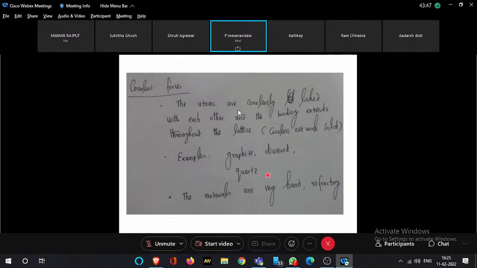These materials are very hard, but graphite is not that hard. Diamond is really hard. In fact, diamond is used to cut glass. It's very, very hard. And they are also refractory. Now the question is, what is meant by refractory? Sir, high boiling point. High boiling point. Okay. Sir, refractive index is high.